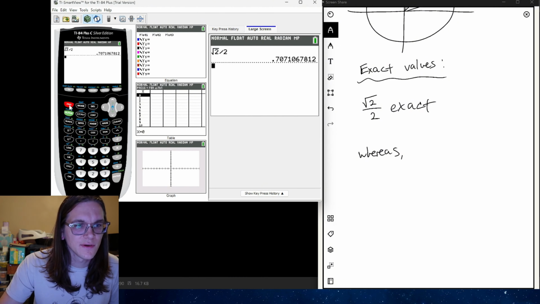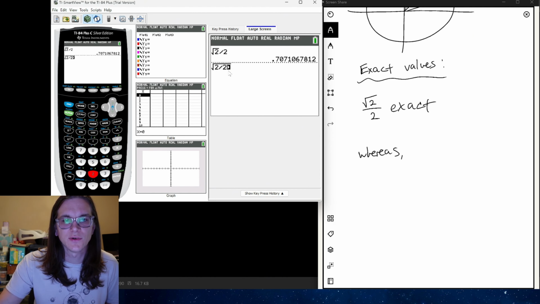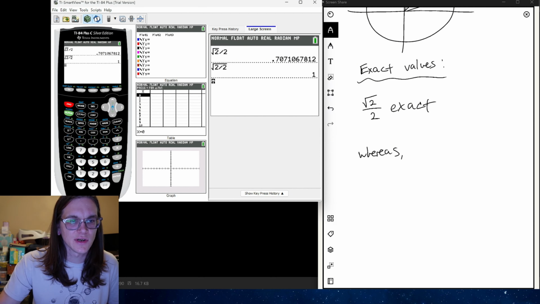Because if I were to do square root of 2 and then I quickly hit divided by 2, what you're going to get out of this is 1, because it's doing the square root of 2 over 2, which is the square root of 1, which is 1. So make sure, it can be sort of tedious, but make sure you do that. After the square root of 2, you're going to want to hit divided by, but you actually have to get out of the square root and divide by 2.